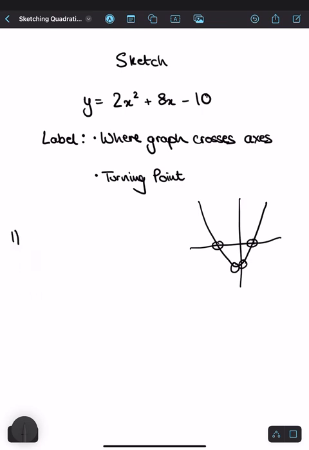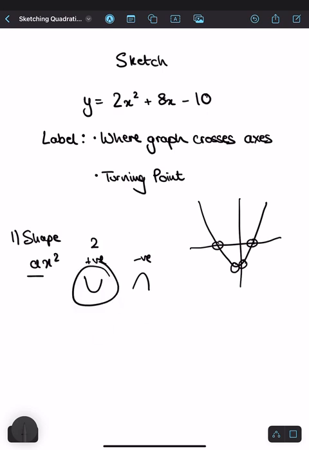So, number one, the shape. The shape of the graph is given by the coefficient of x squared, so the value of a here. Here the coefficient of x squared is 2. Since 2 is positive, it has a happy face. If it was negative, it'd look like a sad face, but this is the shape of this graph.